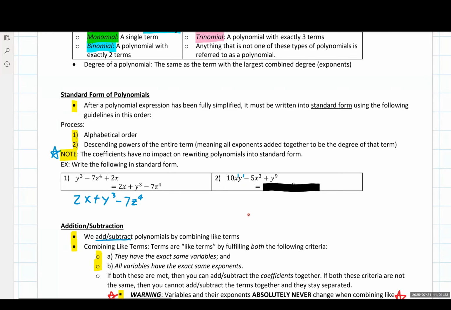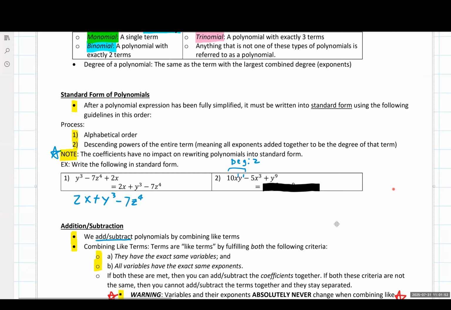I'll make a little note of that here. This has a degree of 2. So I'm looking at this with an x and a degree of 2, and I'm looking at 5x to the third. That has an x, and this has a degree of 3. So it's got a higher power showing up here, which means that this term is going to need to be listed first. So I can write that down below.